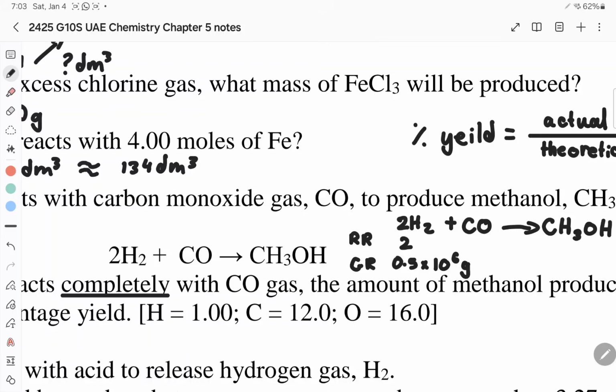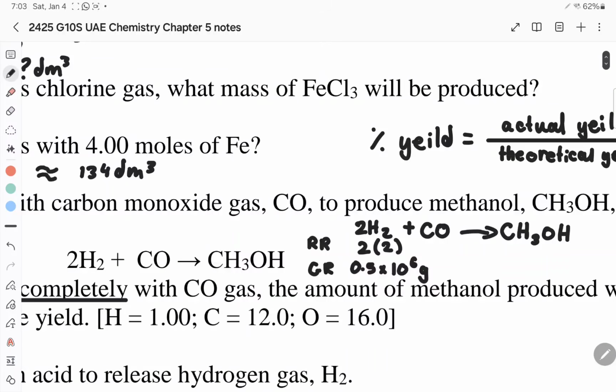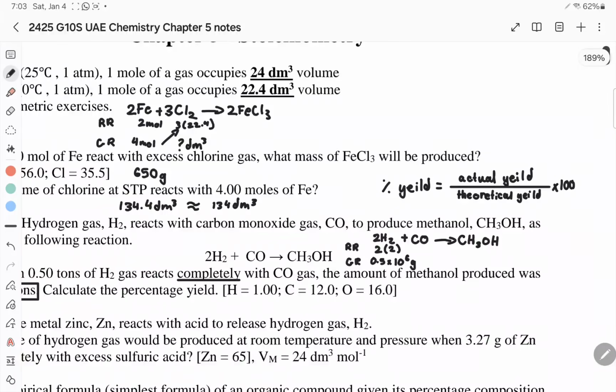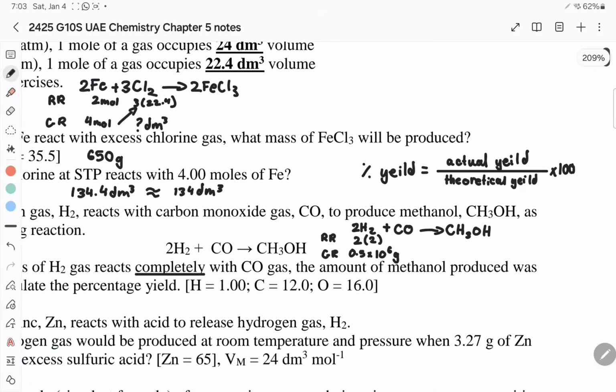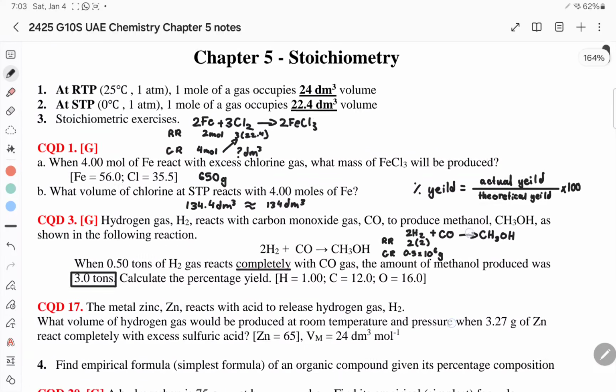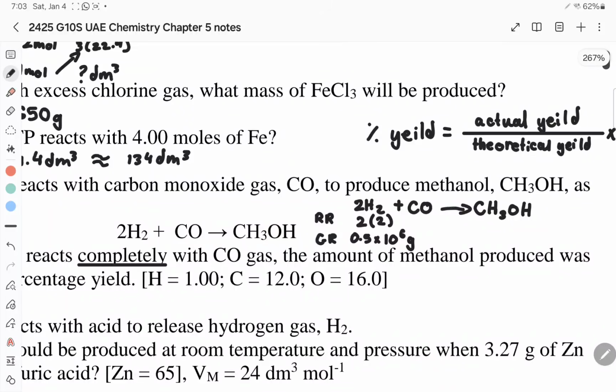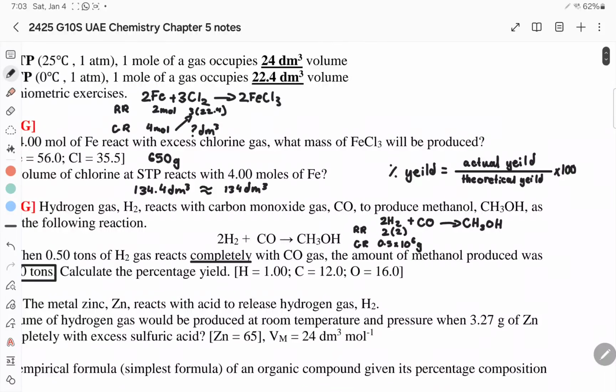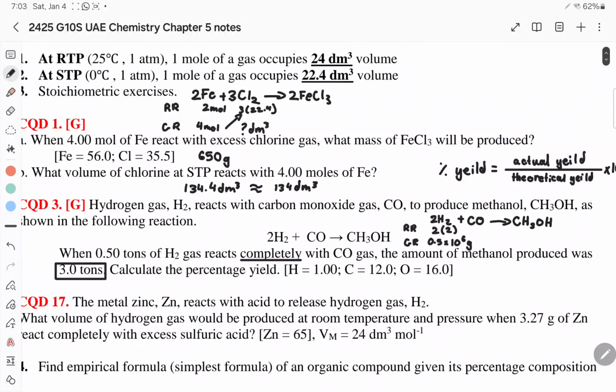H2 has a molar mass of 2, so you have 2 moles of H2, so it's 2 into 2. And you need to know how much methanol was produced, and you need to find the percentage yield. So now, don't go putting that the amount produced was 3 tons. This is how much was actually produced. You want to know how much theoretically it should produce.